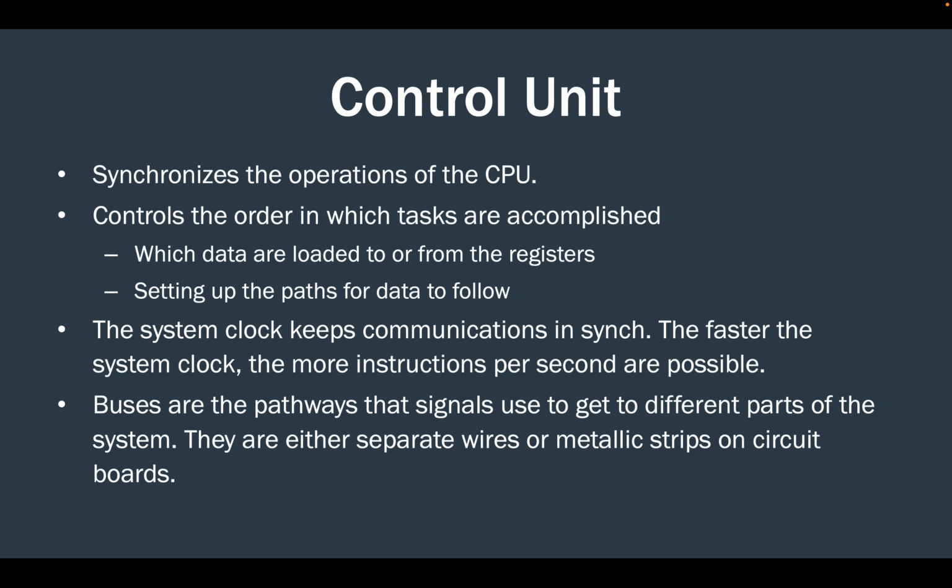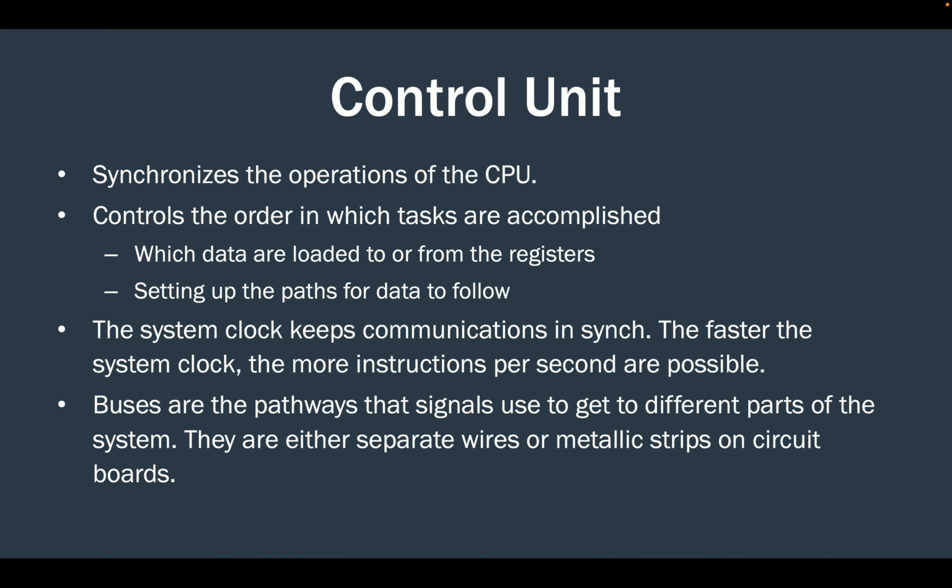The control unit synchronizes the whole thing into place. It decides which tasks are going to be used, when we're going to do them, and what paths are going to be used. The system clock keeps everything in sync because remember we've got a lot of different parts of the computer doing different things. So the system clock needs to keep everything in order, otherwise we're processing the wrong data.